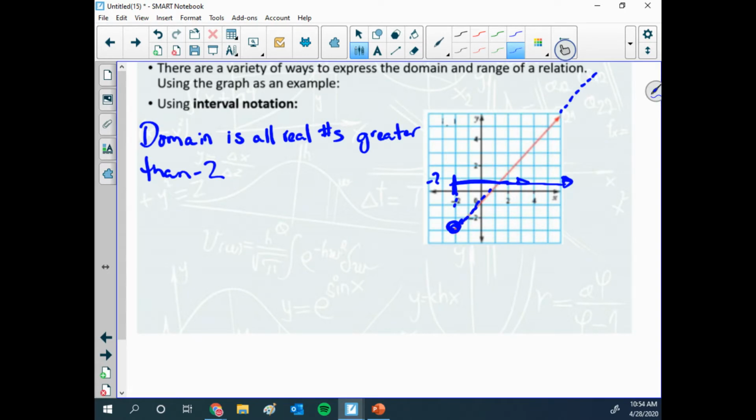Lowest number, comma, highest number. So the lowest number we can be here is -2, comma, the highest number, it goes forever to the right. So that can go all the way to infinity, that function. Can I equal -2? No, because it's an open dot down here. Can I equal infinity? No, so I put the curved brackets there.